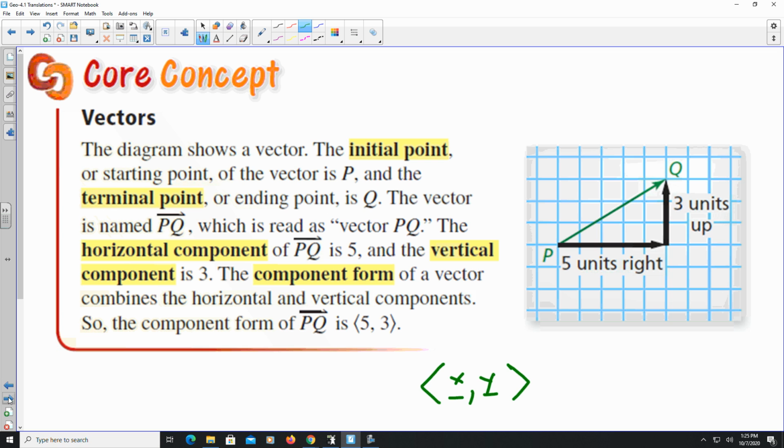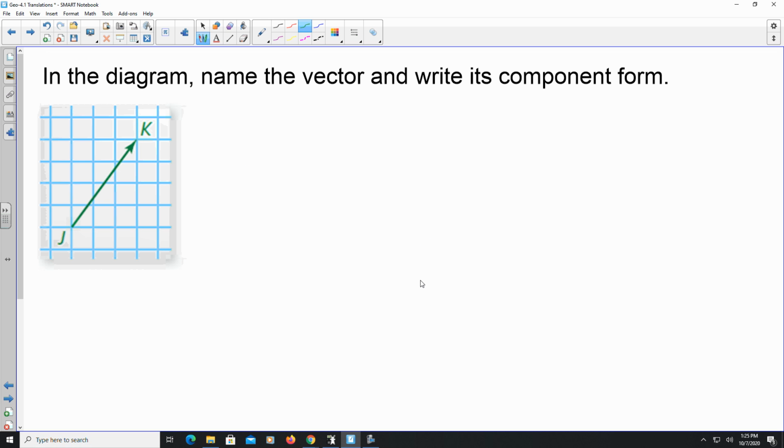So looking at vectors to start with, it says in the diagram, name the vector and write its component form. So the vector here is JK, and the components are this. It looks like it's moving to the right 1, 2, 3 units. So it went 3 to the right, and it went up 1, 2, 3, 4. So it went 4 up. So my vector is going to be named 3, 4.